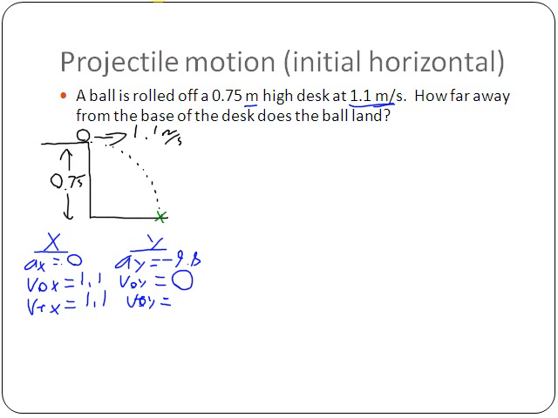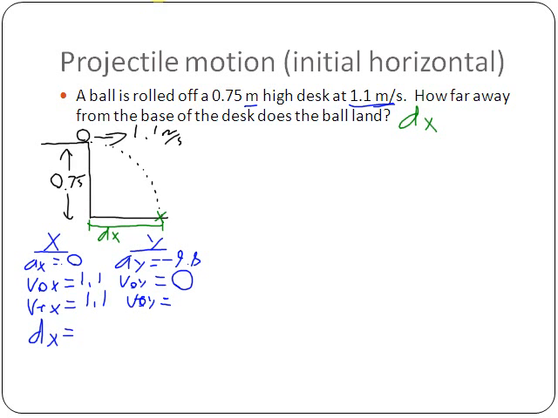Our next spot here is going to be dx. And so dx is the distance it travels in the x direction. In this particular case, that would be the horizontal distance it has from where it started to where it ends. That is going to be our dx. We don't know what that is. That's actually what we're looking for. How far away from the base of the desk does the ball land? And so that is dx. That's what we want to find.